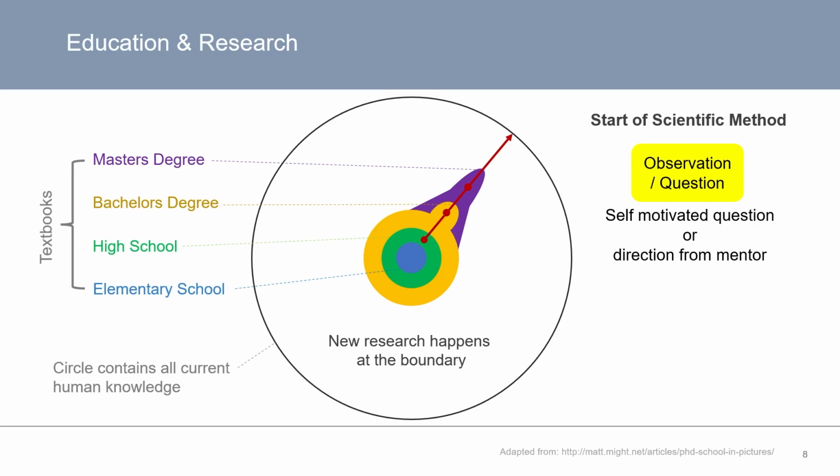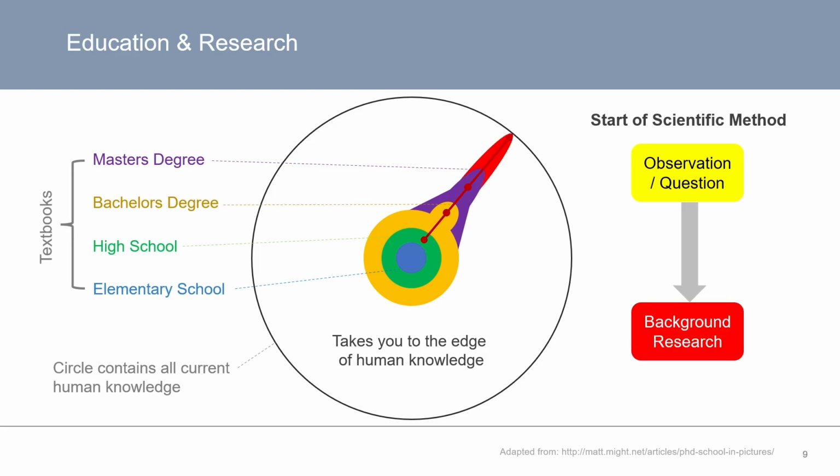Once we have a research direction, we need to get to the boundary of human knowledge. This is done through background research, where we try to read and understand everything that is specifically relevant to our research question. This includes other research and knowledge that won't be found in textbooks. So ultimately, the best way to get to the boundary of human knowledge is to read research papers.